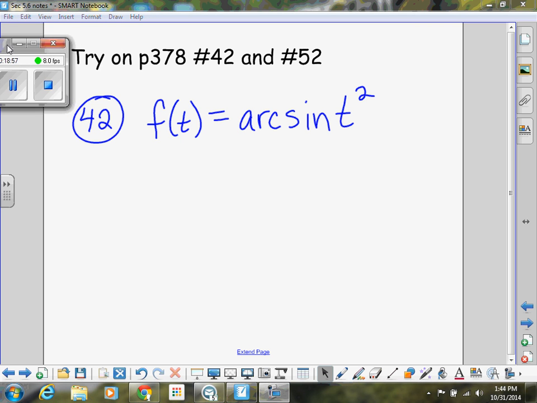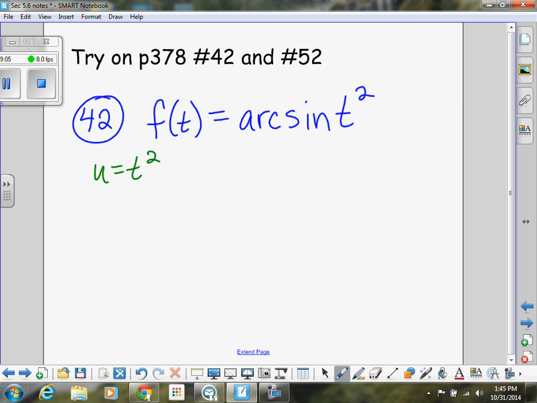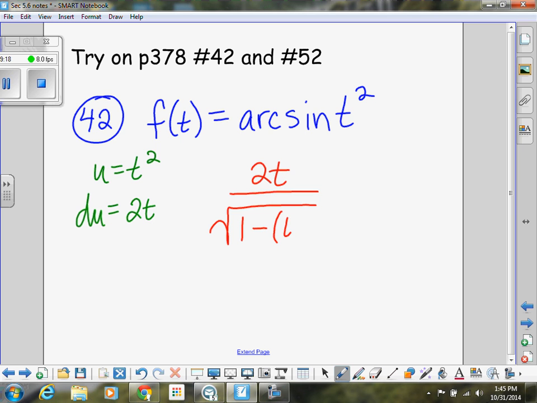Okay, so when we do this, what's our format? What do we do? What's our u? t squared is our u, and then du is 2t. So when we do the derivative, we're going to have our u prime, which is du. So that's 2t divided by 1 minus u squared. So that's going to be t squared squared. So yeah, please simplify that. That's not hard to simplify. So that's 1 minus t to the 4th underneath the root. So there you go. That's your derivative. I'll label this. This is f prime of t.